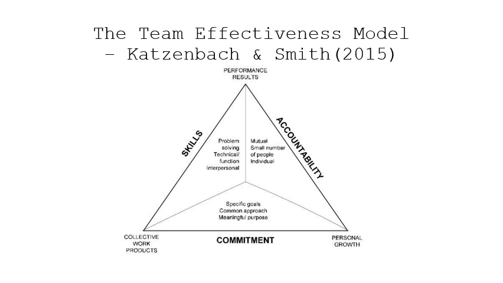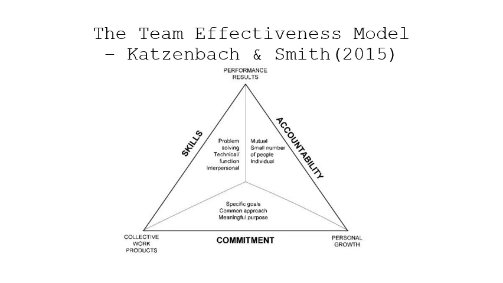So you can see there's 3 points, the 3 points being the sort of larger deliverables for any team. So the 3 points of the triangle: collective work, products, performance results, and personal growth. And in order to reach those goals, there are 3 necessary factors, and they make up the sides of the triangle. So they're the means of reaching those particular goals. And you can see how you've got skills, accountability, and commitment, and they sit between 2 overall deliverables of any given team.